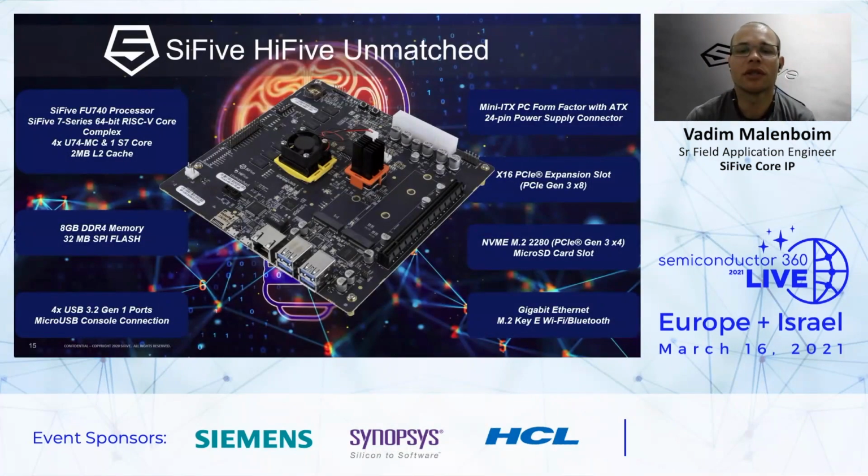Based on the 7 series, we've taped out a multi-core design of our application processor and manufactured the Unmatched development board. This board has 8 to 16 gigabytes of DDR, several USB ports, 32 megabytes of SPI flash, Ethernet, Bluetooth, and Wi-Fi connectivity, and all of this is in a mini ITX PC form factor and intended for PC-like implementations.